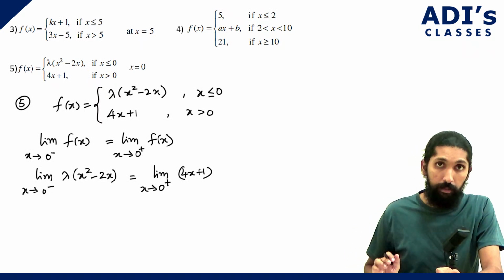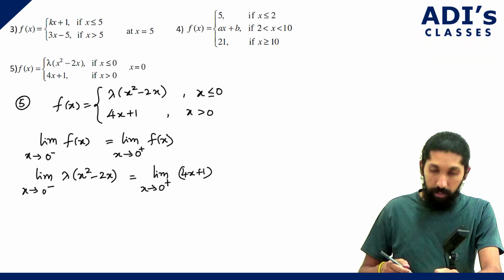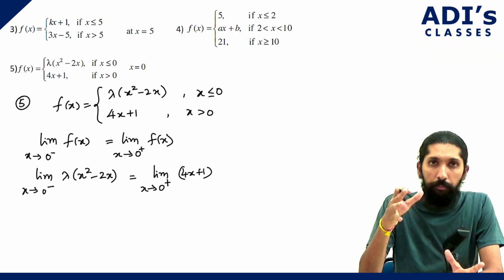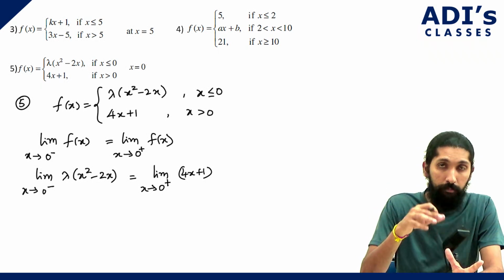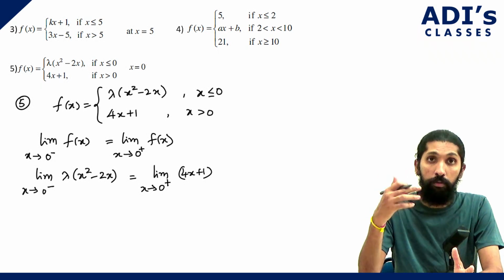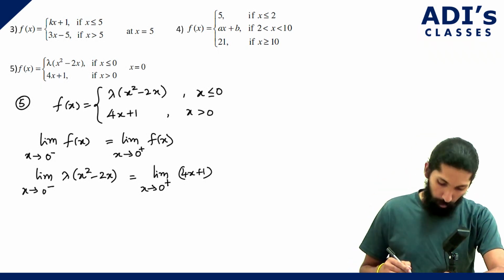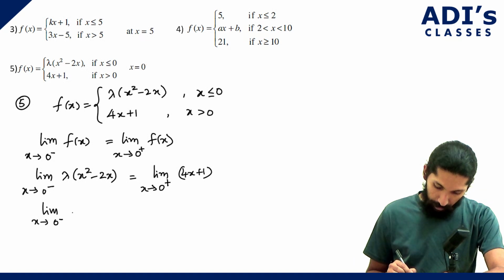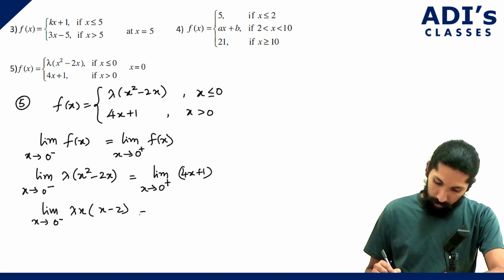Understood? Let's look at it that way. So first what we'll do is, rather than directly applying, let's try to take a particular value outside. Maybe x is common, we can take x outside. Let's try to solve it that way. Now what we can do? Limit as x tending to 0 minus lambda x into x minus 2, limit as x tending to 0 plus 4x plus 1.